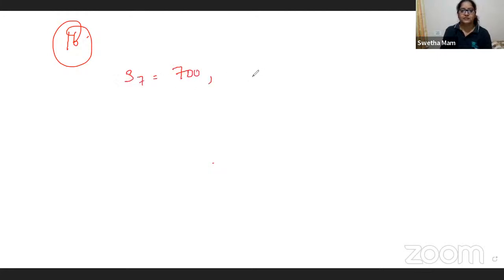Okay, in the same 16th sum, the word sum: the sum of 700 is to be distributed as 7 cash prizes, and each prize is rupees 20 less than its preceding prize. See what is given. The total sum is 700, and there are 7 cash prizes. So S7 is equal to 700, and N is equal to 7.